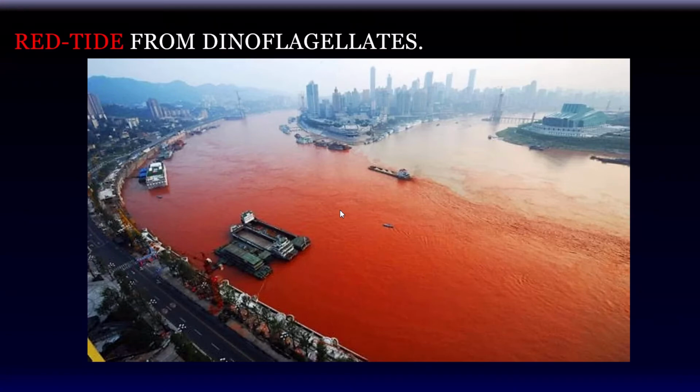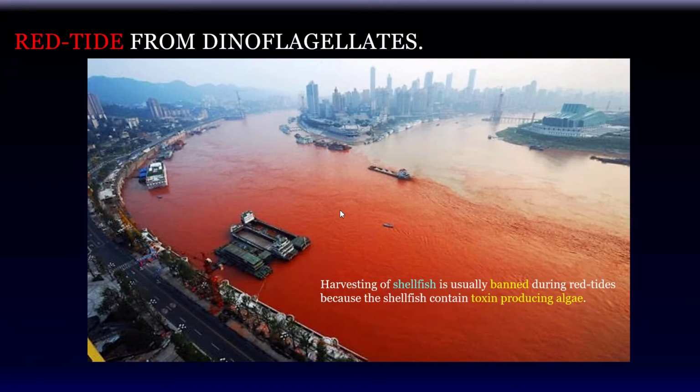So red tides can be bad news for the fishes because they accumulate poisons, and lots of fishes can die. And in fact, harvesting of shellfish, for example, is banned or not allowed during red tides because the shellfish are high in the hierarchy of the feeding pyramid, so they accumulate this toxin. They had eaten these diatoms.